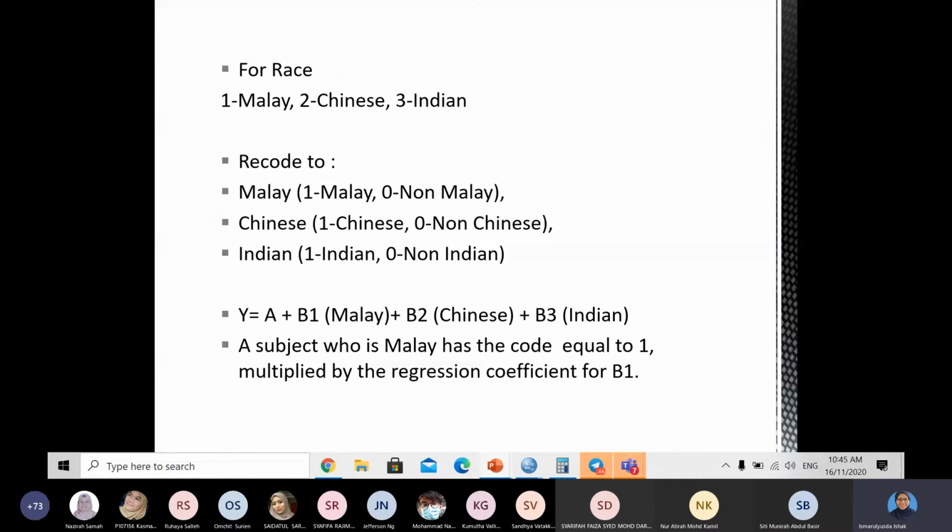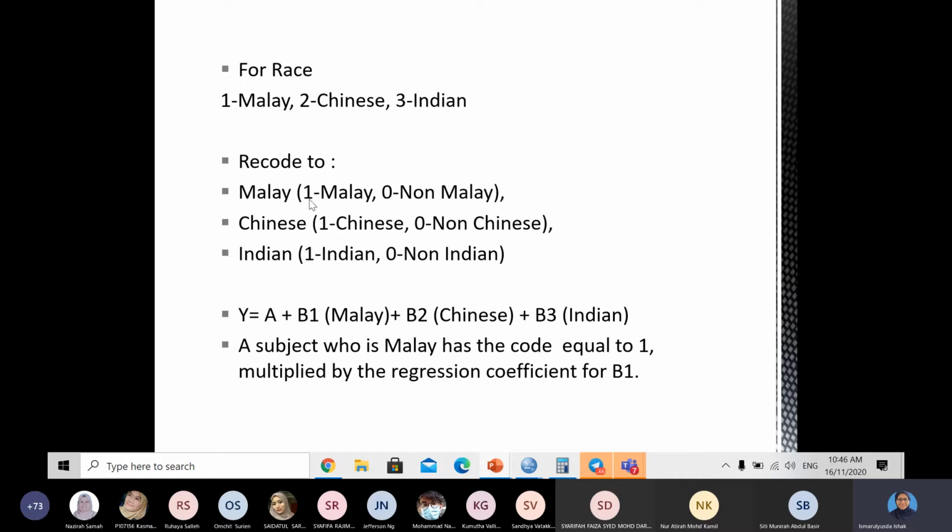Okay. If you insist on including race or ethnicity, which has 3 categorical groups, and you want to check it as a confounding factor, to control for race, okay, you can, but you also have to do the dummy coding.